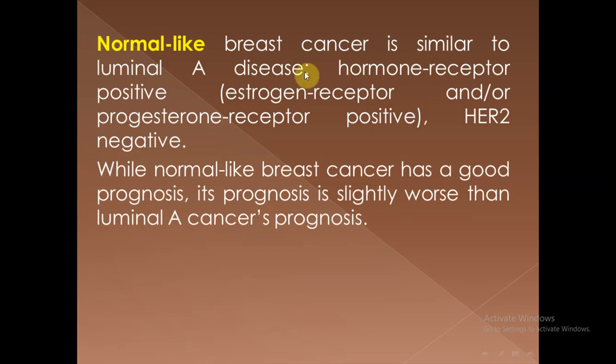Normal-like breast cancer is similar to luminal A disease. Here we have hormone receptor positive, estrogen receptor and/or progesterone receptors positive, HER2 negative, similar to normal-like breast cancer. Here it carries a good prognosis, but the prognosis is slightly worse than luminal A cancer.